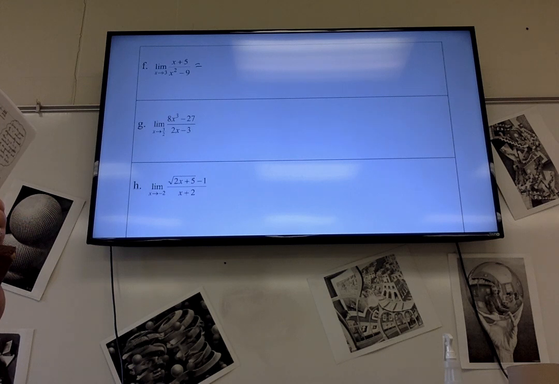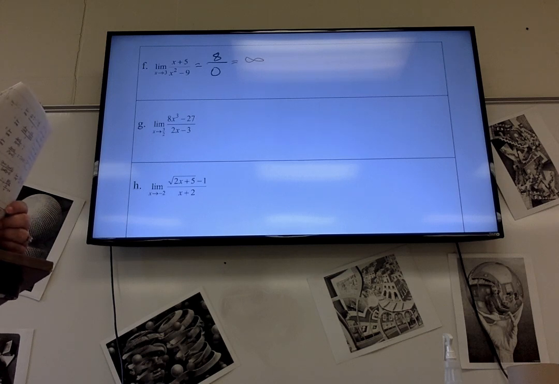So if we plug in 3, I get 8 over 0. So this positive number divided by 0 is, let's see here, is indeed infinity. However, it might be a negative infinity from one side and a positive infinity from the other side, right? Mm-hmm.